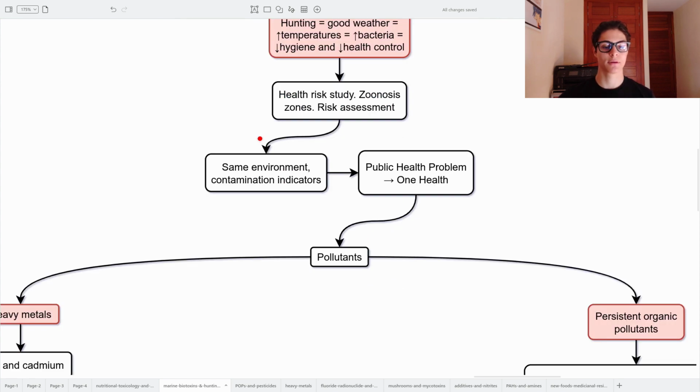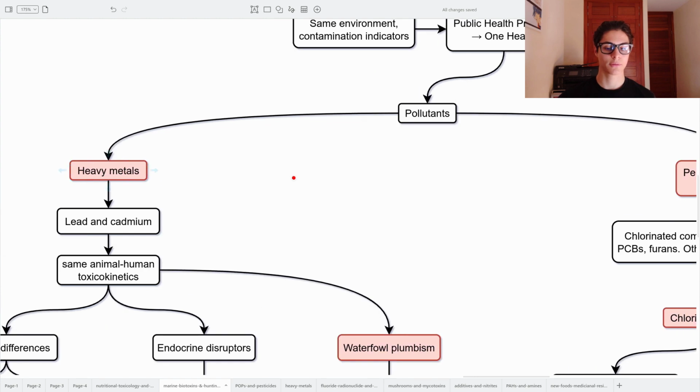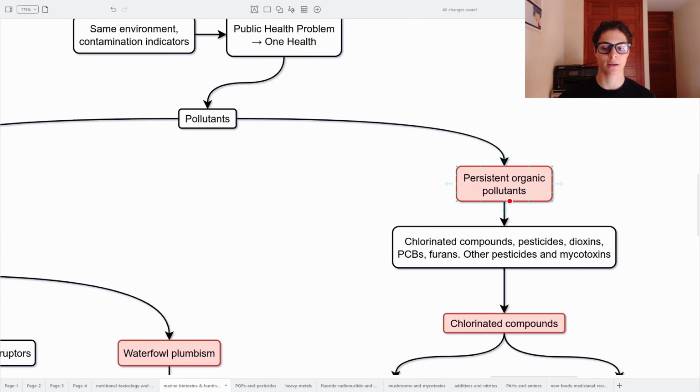And why is that? Because we live in the same environment as animals, and animals can be used as a contamination indicator. And this is indeed a public health problem because of the concept of One Health. The environment, animals, and humans are all together in one health. So let's take a look at the pollutants. We have the heavy metals and the persistent organic pollutants.